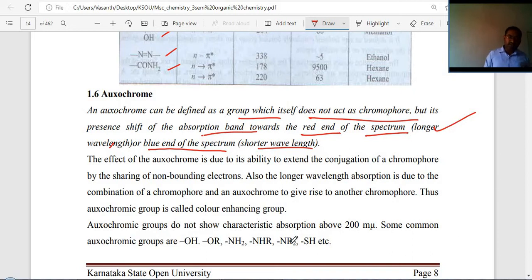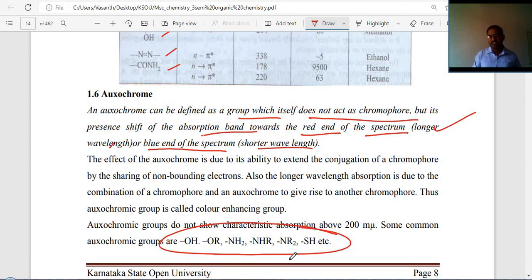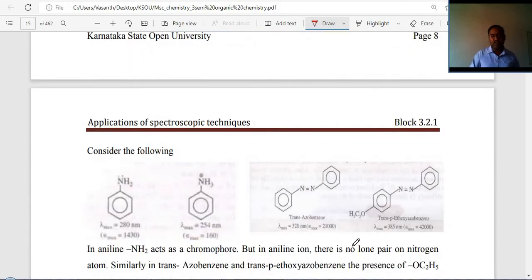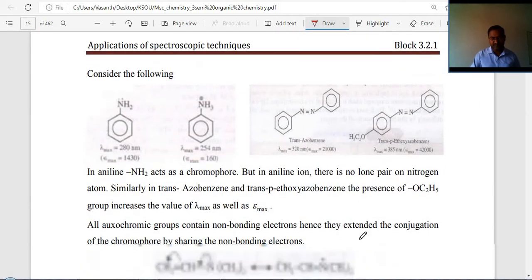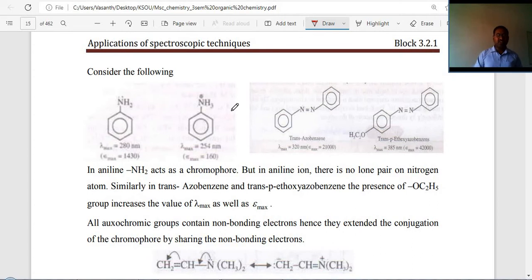What is the importance of these auxochromes? Here OH, OR, amine NH2 or NR2, SH. These are all important auxochromes. Let's consider aniline. In that aniline molecule, what is the lambda max? Here 280 nanometer. But for NH3+, we are getting 254 nanometer.